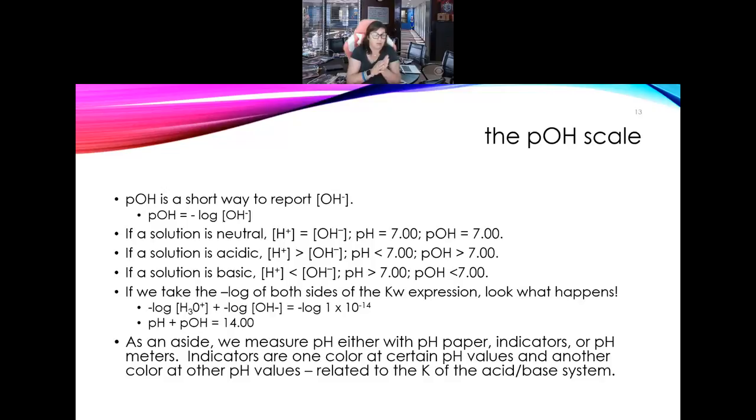As an aside, when we measure pH either with pH paper indicators or pH meters, indicators are one color at certain pH and another color at other pHs. That's related to the K of the acid-base system. And that's why we get this lovely little expression that pH plus pOH equals 14. One of the reasons that I bring it up here is because we are assuming when we use that we are at 25 degrees. If we are not at 25 degrees and this value changes, then this value right here has to change too. So there are implications to that.